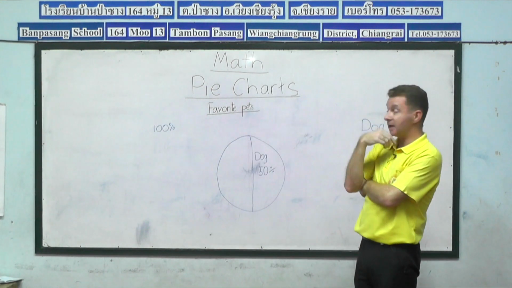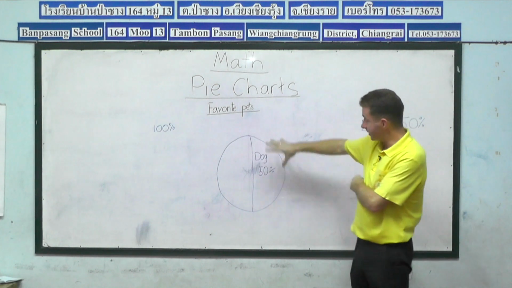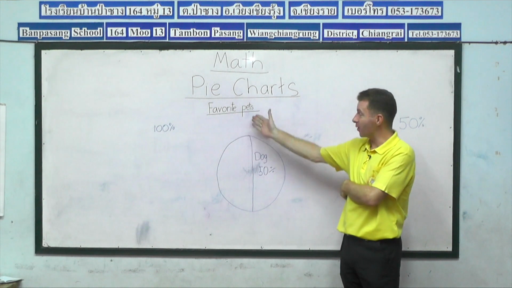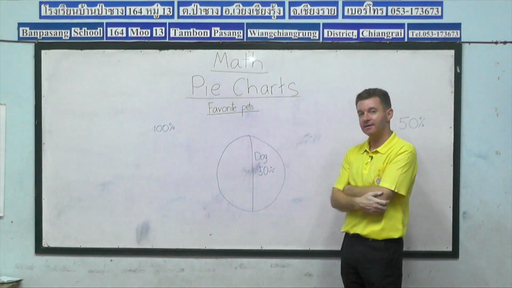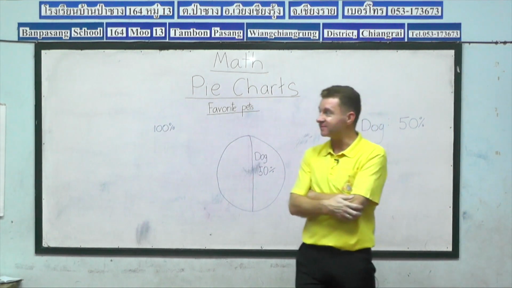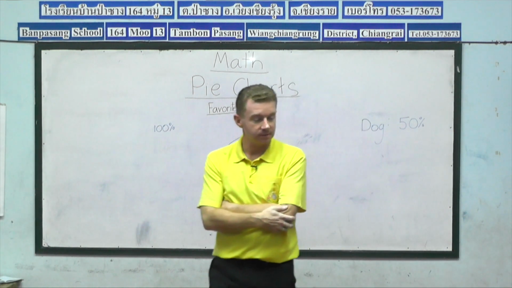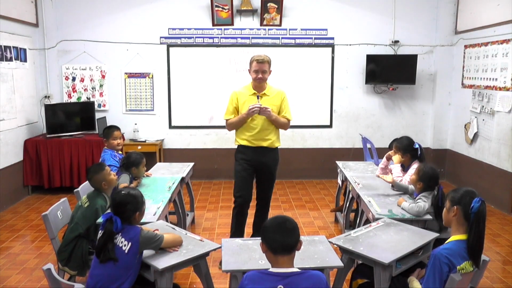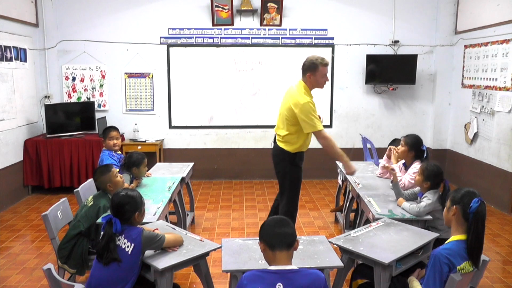So already we can see Nadia has taken up half of the pie with her dogs. 50% have dogs as their favourite pets. And I agree, because dogs are my favourite pet too. But now we need to look for some other animals. And who can go next? We need another student with another pet. I know, Prem. Come and join me at the front, please.